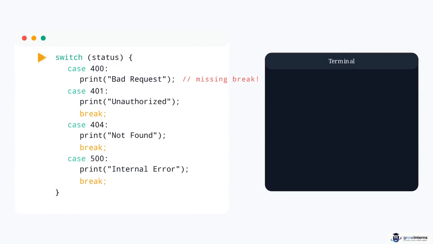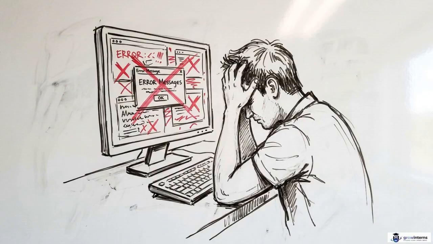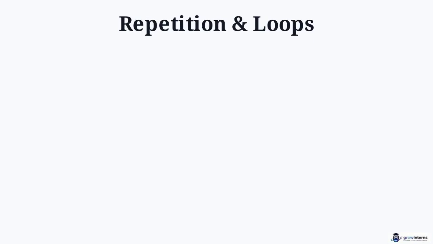However, switch statements have a common friction point called fall-through. If you forget the break keyword, the program continues executing into the next block, printing two different results at once. While switch statements are more readable for discrete values, they require the programmer to manually define the boundaries where execution should stop. Repetition is handled by loops.